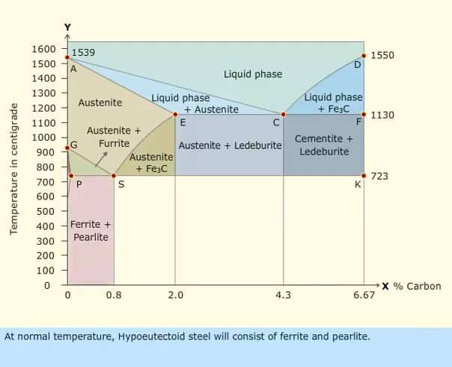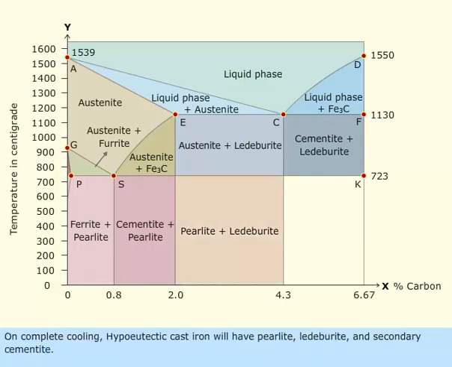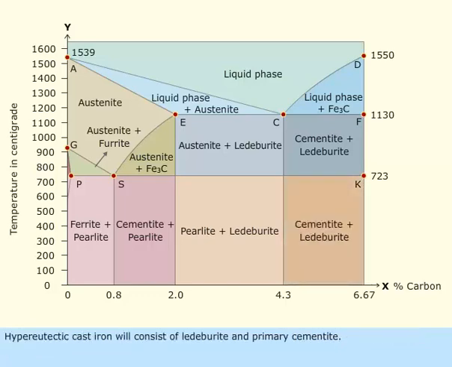At normal temperature, hypoeutectoid steel will consist of ferrite and pearlite. Hypereutectoid steel will have a structure consisting of pearlite and excess cementite. On complete cooling, hypoeutectic cast iron will have pearlite, ledeburite, and secondary cementite. Hypereutectic cast iron will consist of ledeburite and primary cementite.